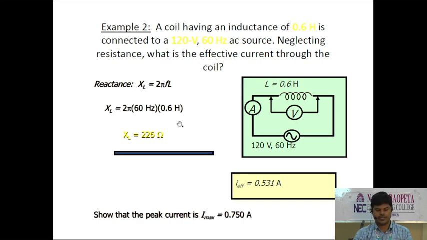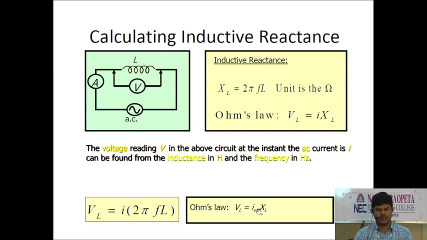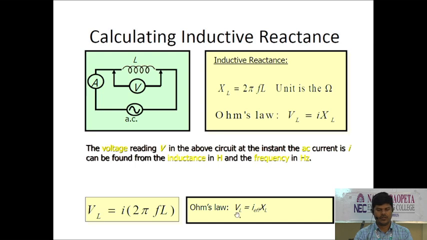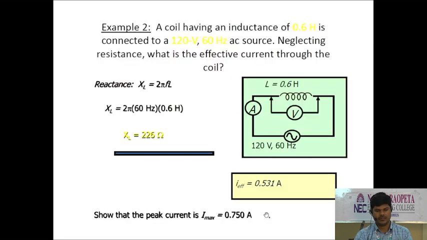So the effective current, as per the previous formula, is nothing but V by XL. Therefore, how do we calculate XL? XL is nothing but 2 pi times the frequency, 60 Hz, times L, which is 0.6 henry. Therefore, we get the inductive reactance XL as 226 ohms. Therefore, you can calculate the effective current as VL divided by XL. VL is 120 volts divided by 226 ohms. We will get 0.5 amperes. This is the effective current flowing through this inductor.